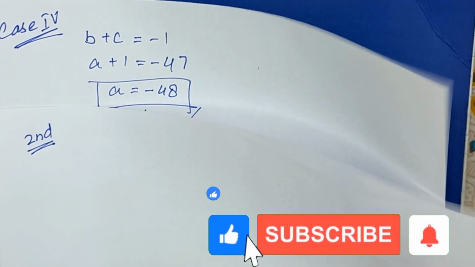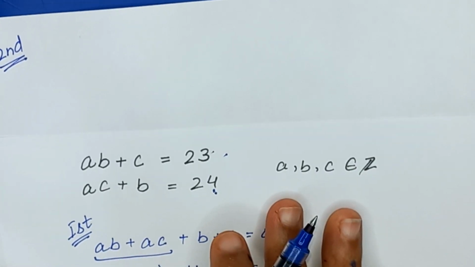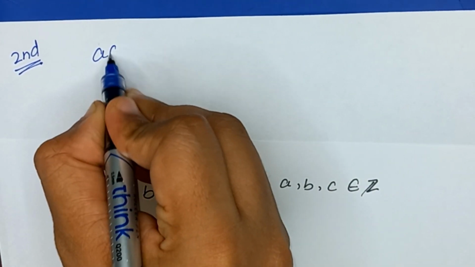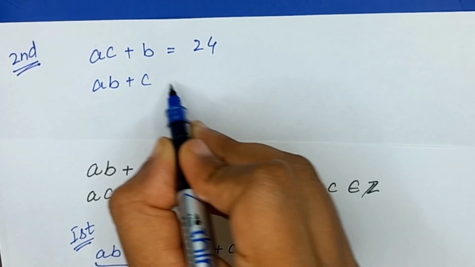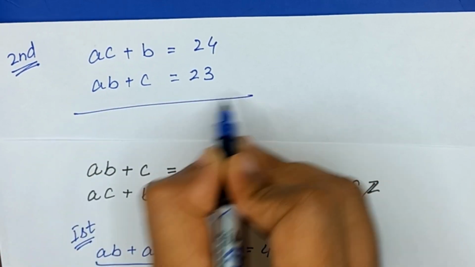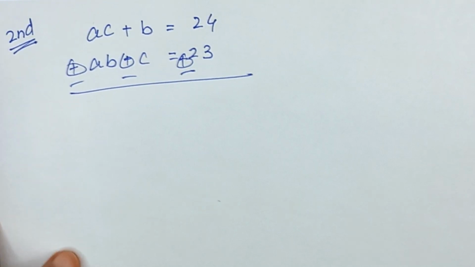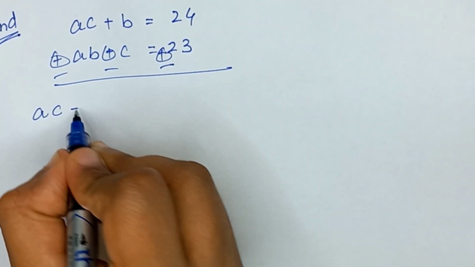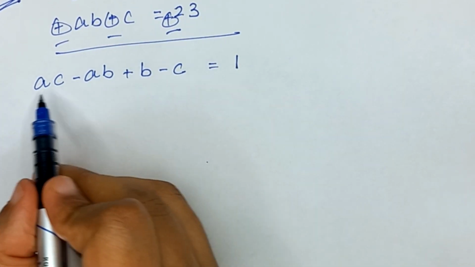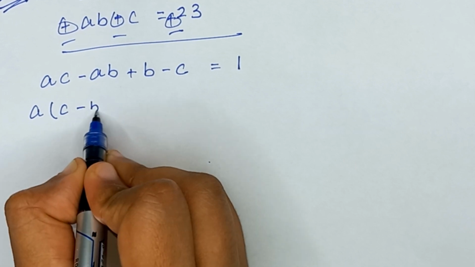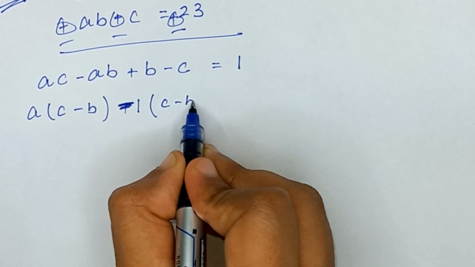In the second method, I will subtract equation number 1 from equation number 2. So it will be AC plus B is equal to 24 and AB plus C is equal to 23. Then change its signs. Then it will become AC minus AB plus B minus C is equal to 1. From here A is common, so it will be C minus B. If I take negative 1 common from here, then it will also be C minus B, and it is equal to 1.